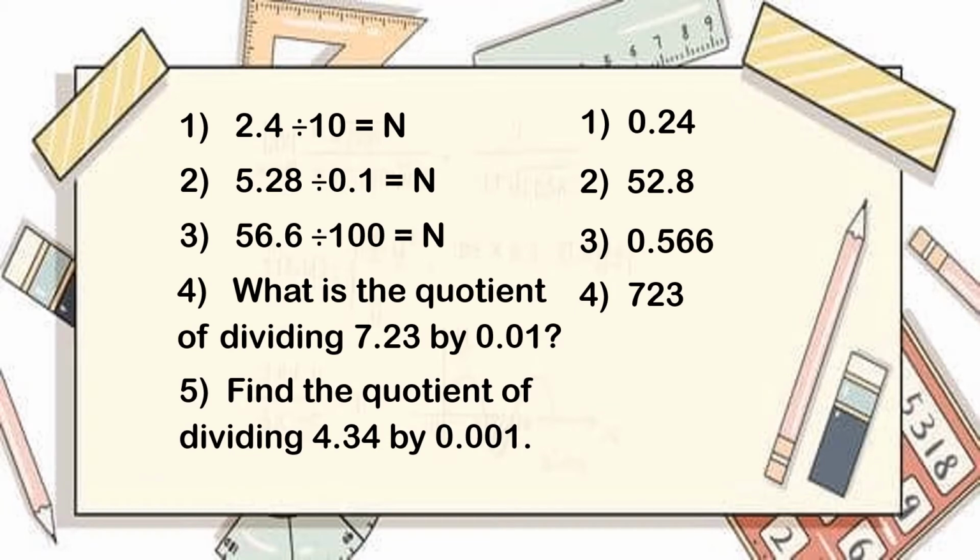And the last one, find the quotient of dividing 4 and 34 hundredths by 1,000. Think of the answer. Good job. Your answer is 4,340.